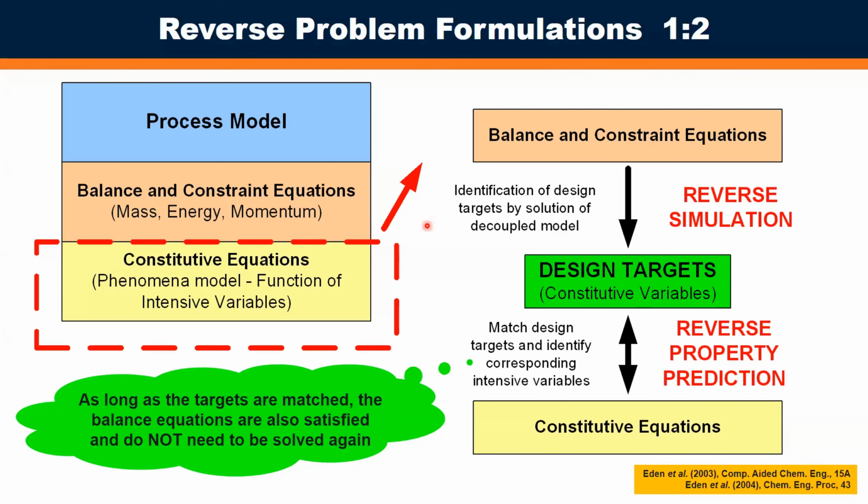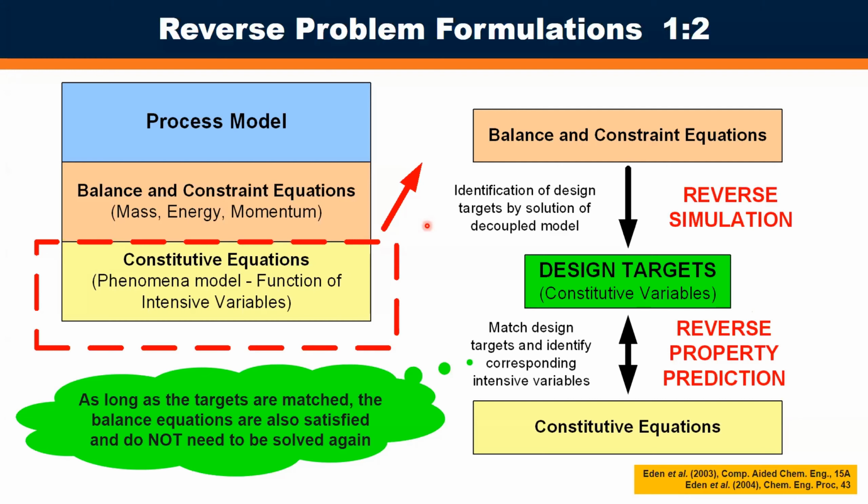And so one way to look at this is if you say a process model consists of two sets of equations, really. You have the balance and constraint equations that describe mass, energy, or momentum. And then you have the constitutive equations that are a representation of the phenomena, the thermodynamics, and so on. So those two sets of equations together make up the process model. If we were to separate those two and solve them separately, you actually gain a lot of benefits.